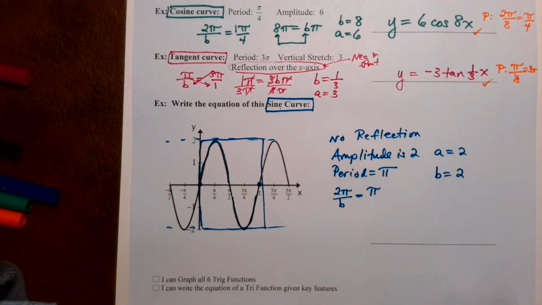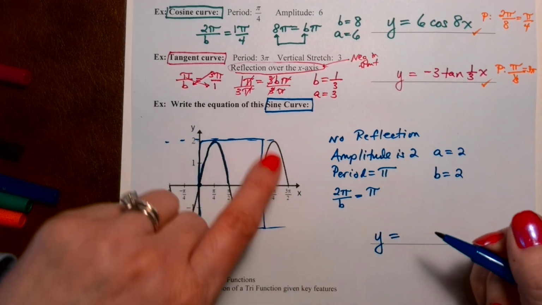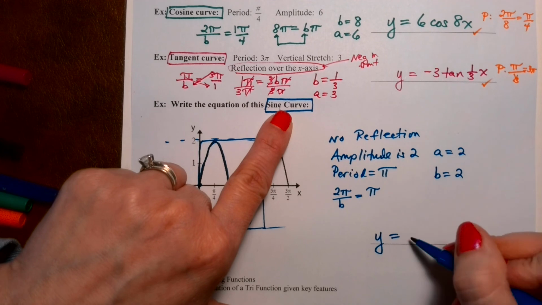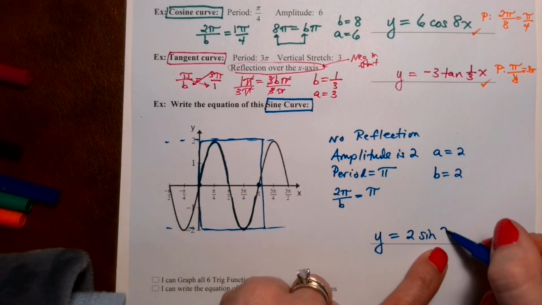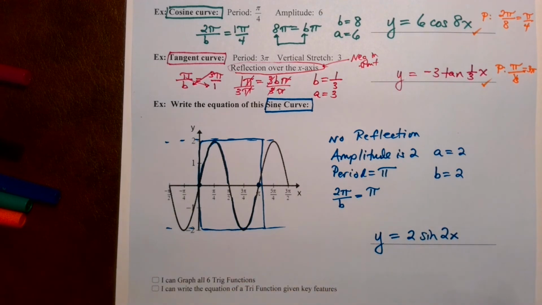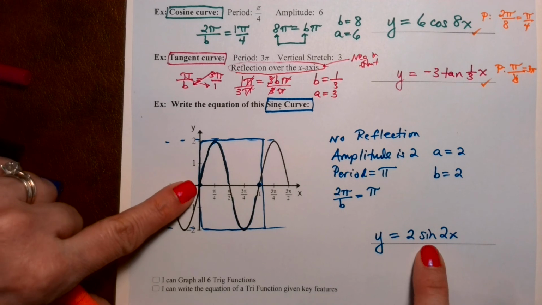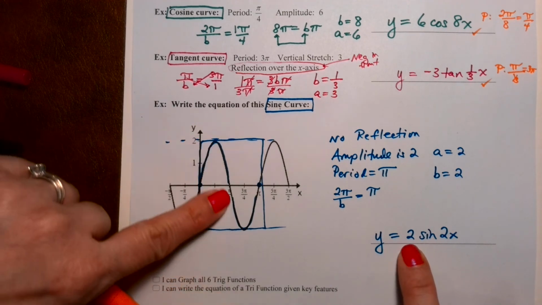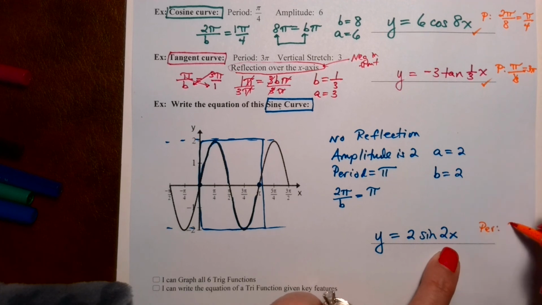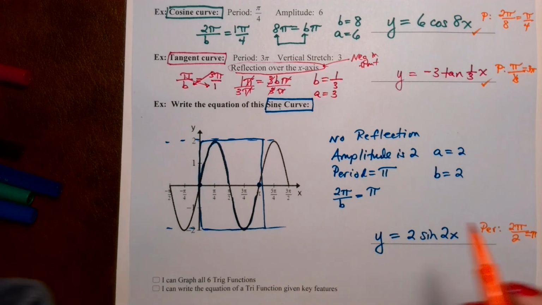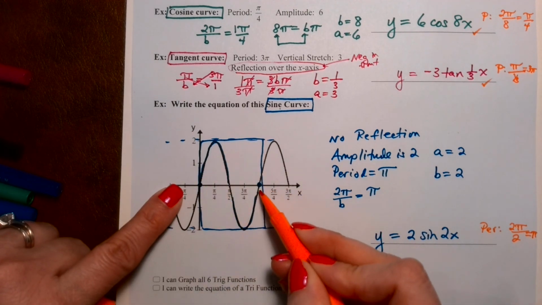All right, let's go ahead and write this. Y equals, it's a sine curve. We've got 2 times the sine of 2x. Let's just double check. No reflection. The sine graph should start in the middle, amplitude of 2. And then the period calculation would be 2 pi over b, and that makes pi. Is that what we wanted?